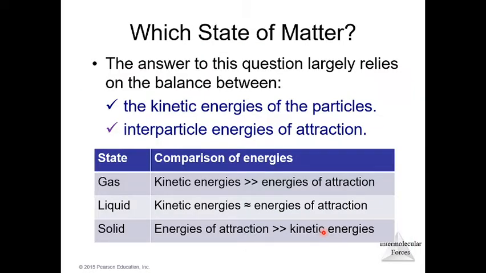Okay, so how do we know, or why is it, rather, something is a solid or liquid or a gas? Well, it's a balance between the kinetic energy of your particles and your intermolecular forces, the energies between particles. So if you have a gas, you have large kinetic energies compared to the energy of attraction. If you have a liquid, your kinetic energy is about the same as the energy of attraction. And if you're a solid, your energies of attraction dominate and you don't move much. So you have small kinetic energy.